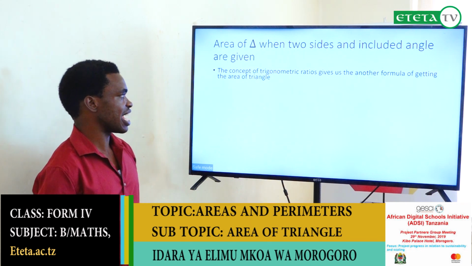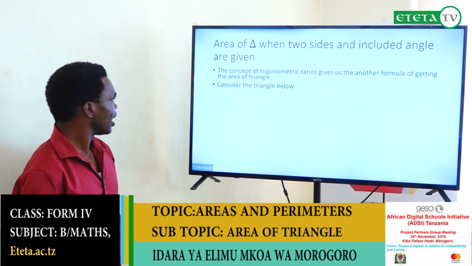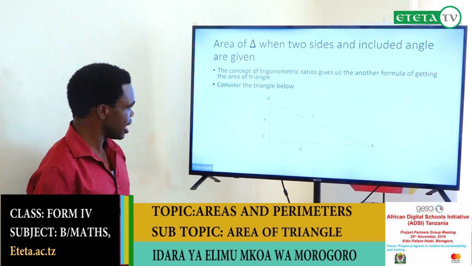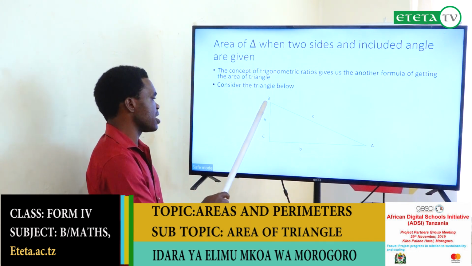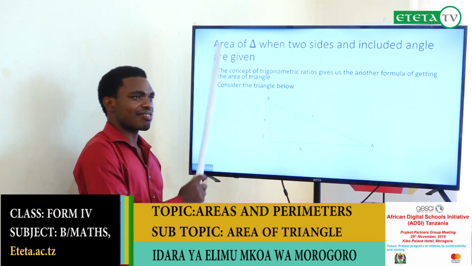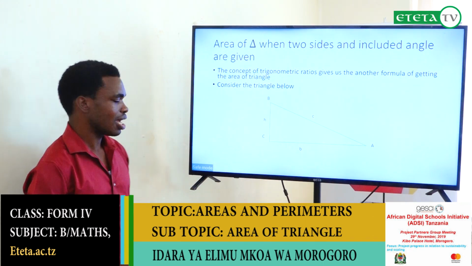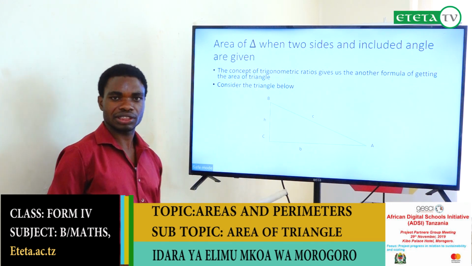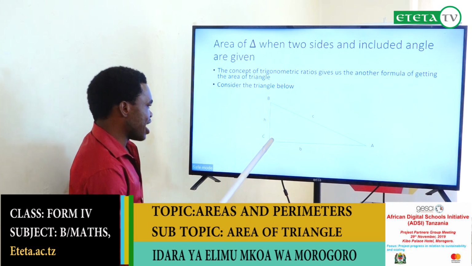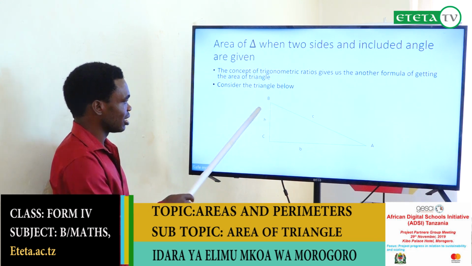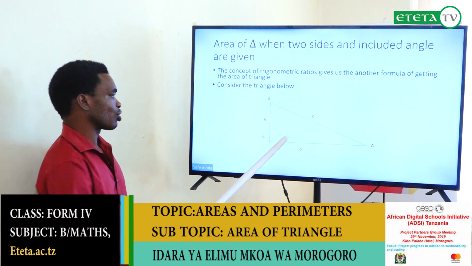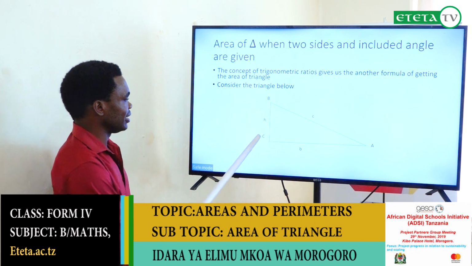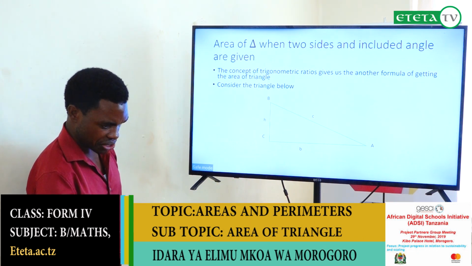The concept of trigonometric ratios gives us another formula for getting the area of the triangle. In order to develop that new formula, we should consider this triangle, triangle ABC. This is a right angle triangle, as we discussed. By the normal formula, we know the area to be a half times b times h. But these are angles. Here it should be 90 degrees, but this will be another angle and this one also another angle. Call this angle A, since it is marked by A outside, here angle B, and here angle C. But angle C is a right angle, so it equals 90.